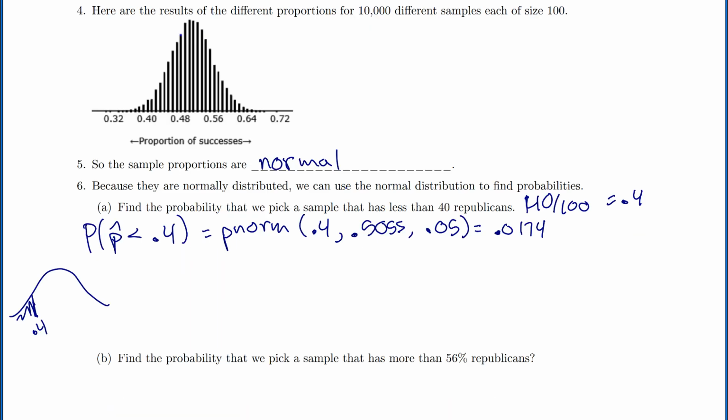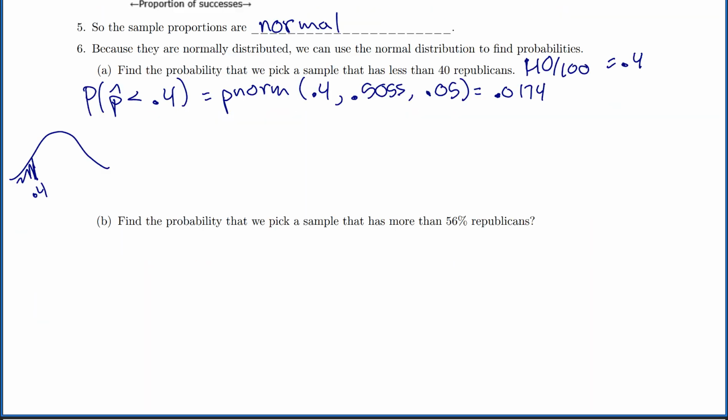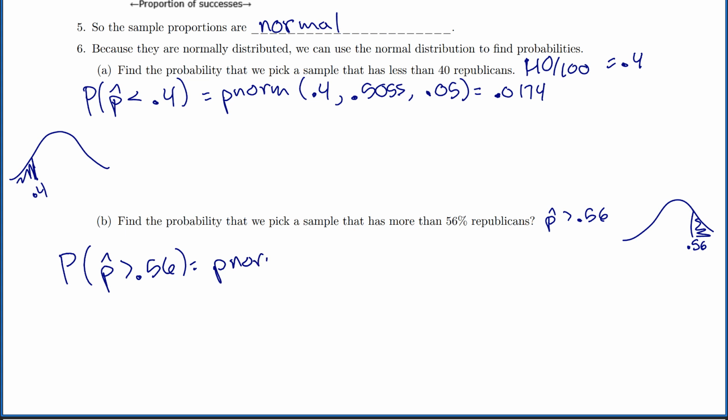Now let's find the probability that we pick a sample that has more than 56 Republicans. That would be p hat greater than 0.56 if you want to change it to a proportion. If we want to sketch it out, we'll be looking for the right tail. So the probability that we get a p hat greater than 0.56 is going to be equal to p norm. I'm interested in the value 0.56. The mean or expected value is 0.5055, standard deviation 0.05. And I want that right tail, so I have to do lower dot tail equals capital F.